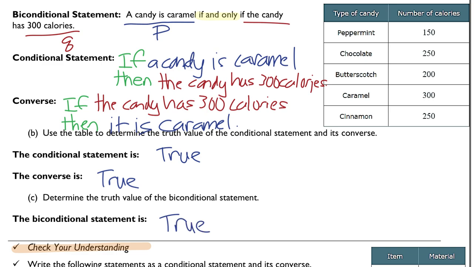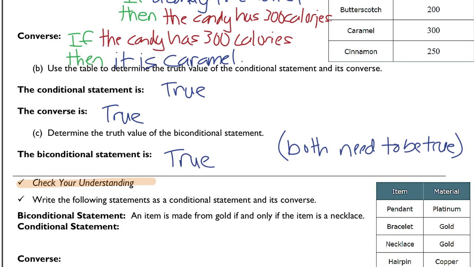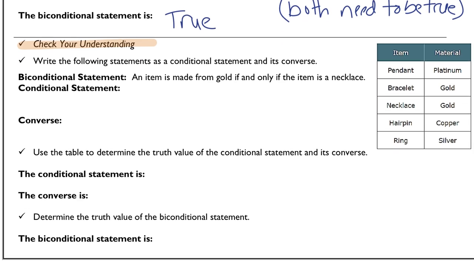Again, both need to be true. Again, they could both be false for it to work as well, but I don't think you'll see an example like that. So we're going to continue on and have you try this one on your own as our last and final thing.